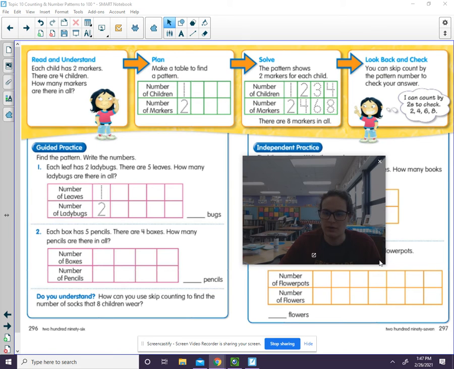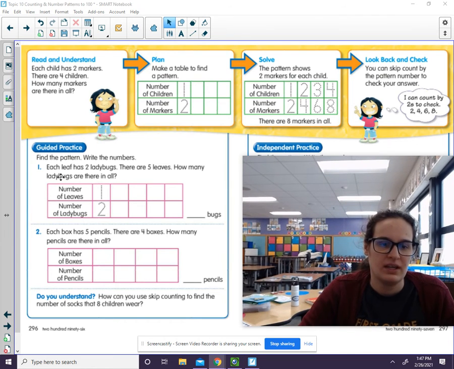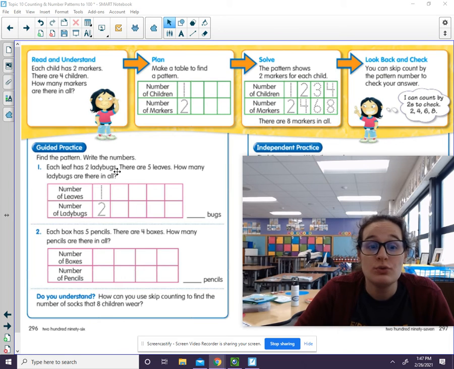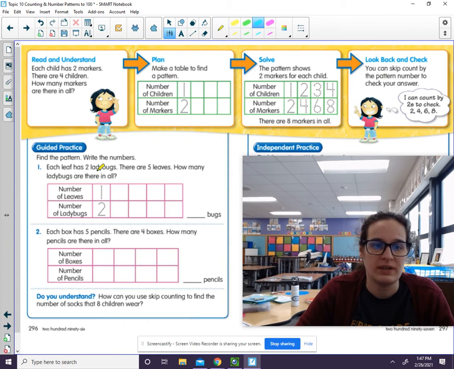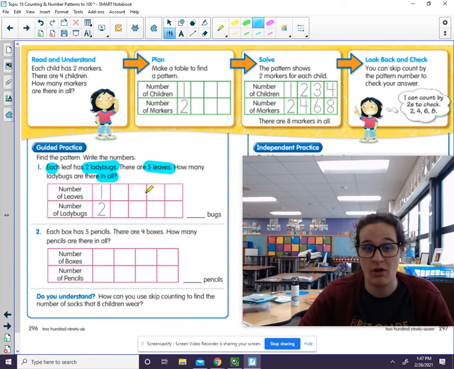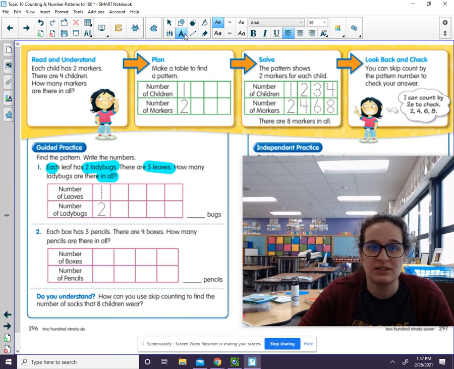Let's go ahead and we're going to do one of these examples. Here it says each leaf has 2 ladybugs. There are 5 leaves. How many ladybugs are there in all? Well, we have 2 ladybugs, 5 leaves. Remember that each leaf has 2 ladybugs. They want us to know how many are in all. So the number of leaves is easy enough for us to fill in because it tells us right away how many leaves there are. 5.